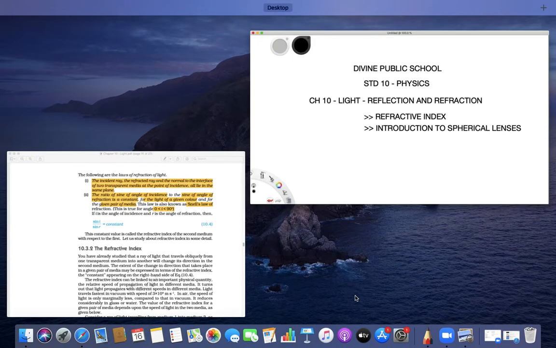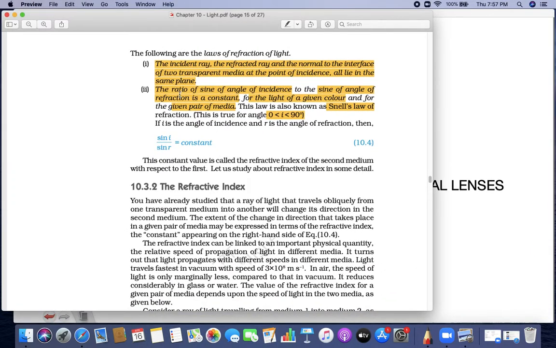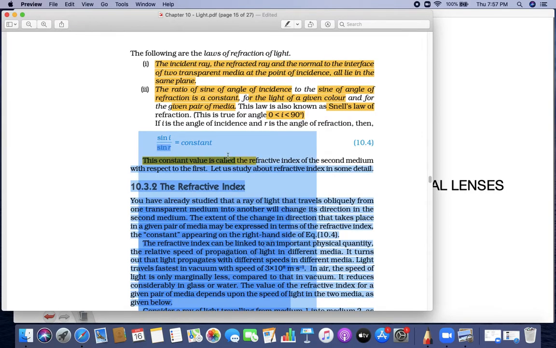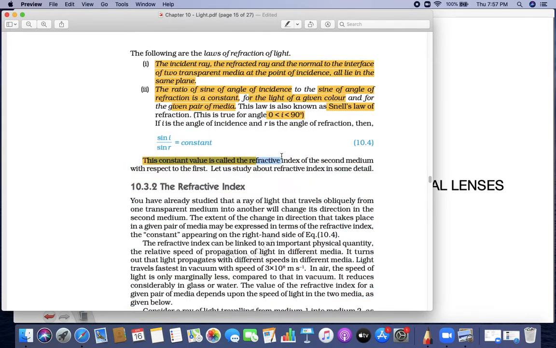The second law is that the ratio of the sine of the angle of incidence to the sine of the angle of refraction is a constant for a given color of light and a given pair of media. This is known as Snell's law, and this constant is known as refractive index. That is what we are going to learn, refractive index.